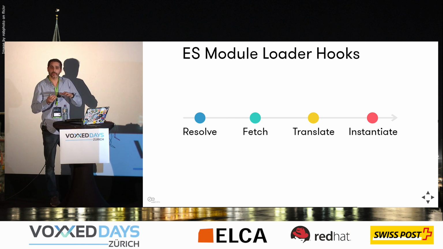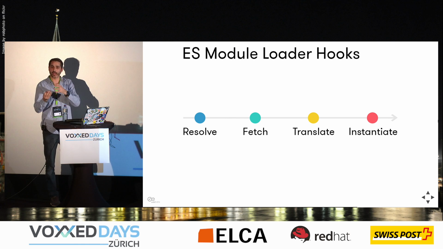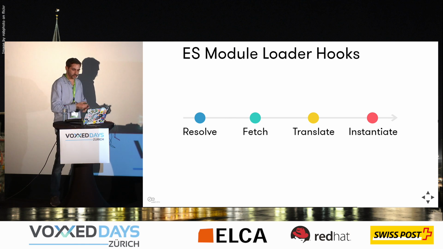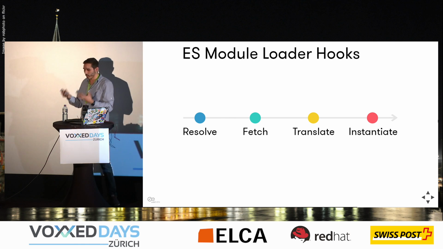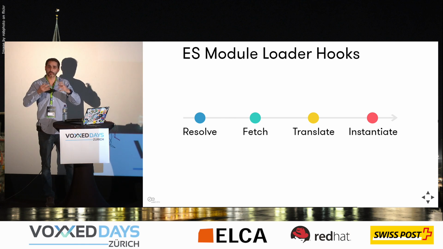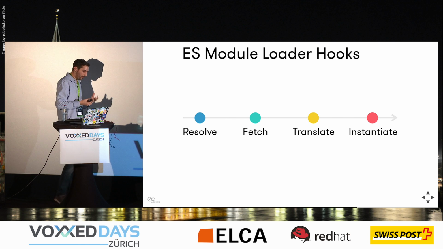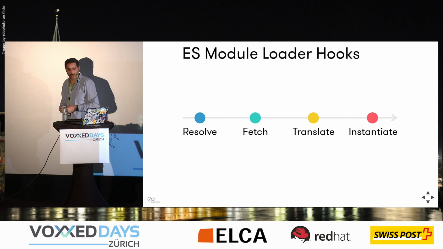Translate is then there if you want to translate something. So if you are running a transpiler or a preprocessor, you have the chance to translate the source file and produce kind of an output file, or content. And then instantiate finally is there to take that source that was probably translated and create a JavaScript object out of it, right? So it evaluates this source code and exports or generates a module object. So this is the purpose of the instantiate hook.